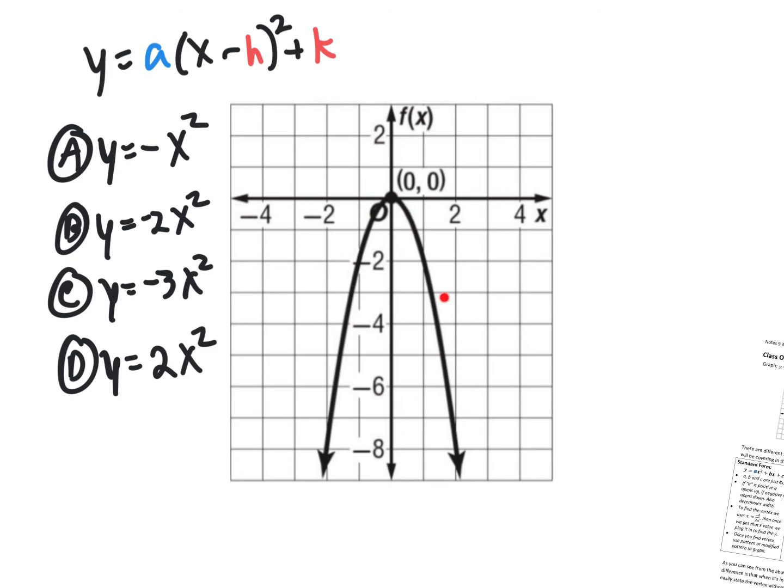It is opening down, which means it's negative. It could be A, could be B, could be C. If it is A and the A value is 1, then you should be able to go 1 over, 1 down. But notice that it's not there, right? It's not at 1 over, 1 down.